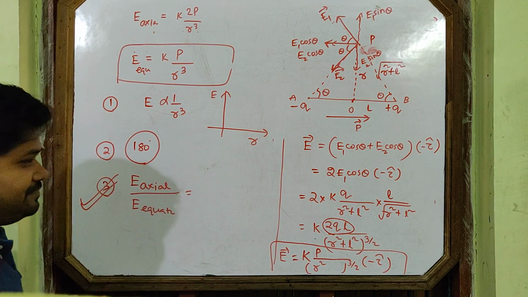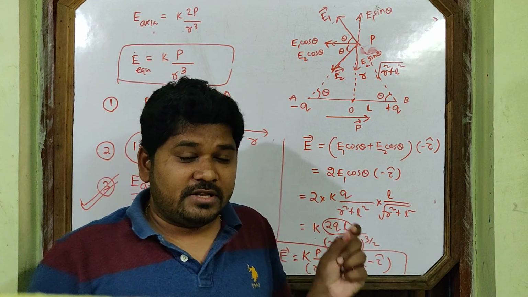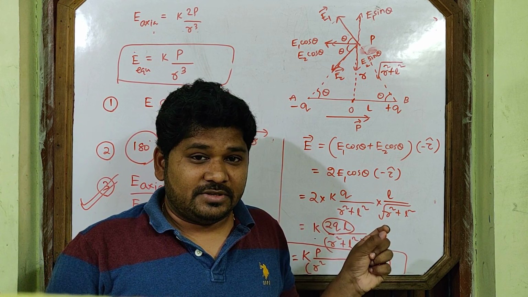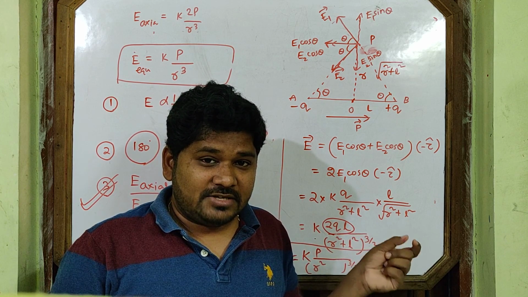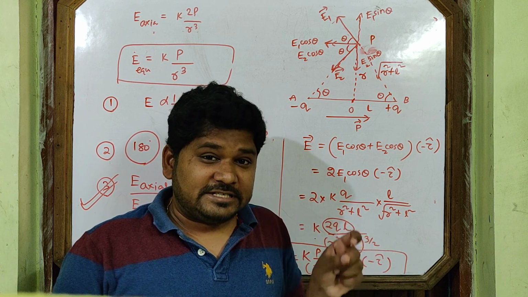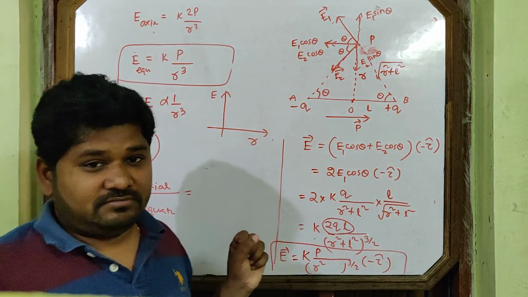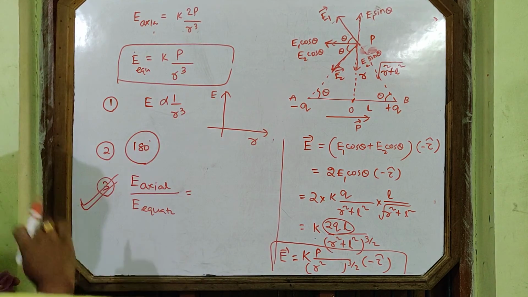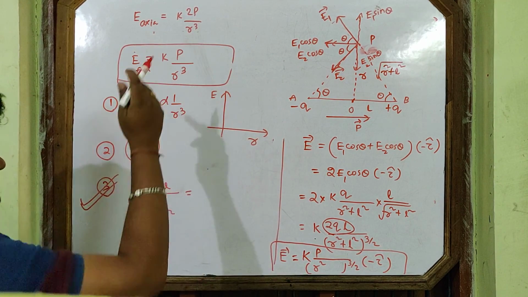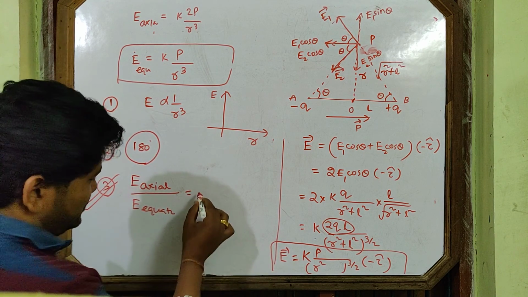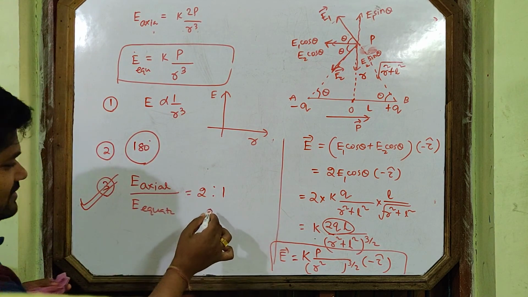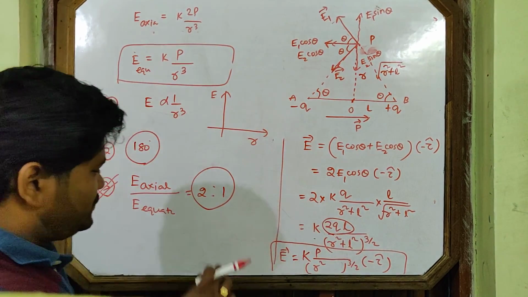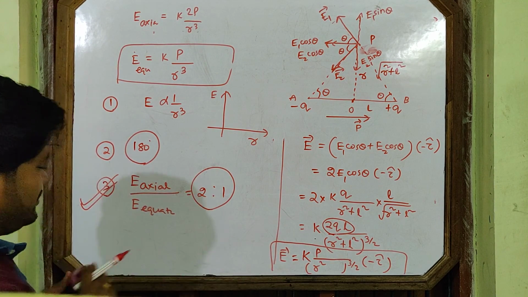E axial to E equatorial. The question will come like: what is the ratio of the electric intensity at any point due to an electric dipole on the axial line to that on the equatorial line, for the same distance from the center of the dipole? That means r is the same. Now you divide them, the answer is clearly visible. The answer is 2:1. E axial to E equatorial ratio is 2:1. It is a very important question.